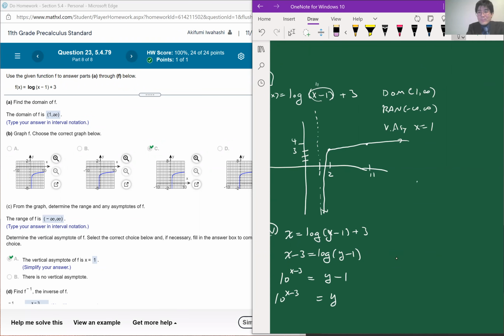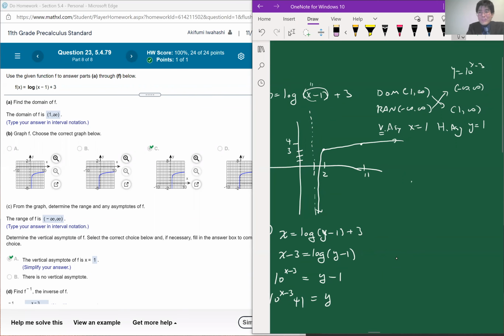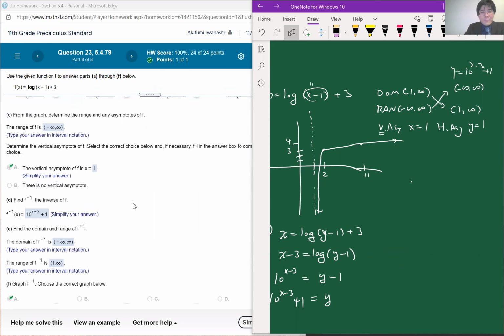So the inverse function, y is equal to 10 to the power of x minus 3, plus 1, has the following domain. Domain is negative infinity to infinity. Range is 1 through infinity. And because you flip x and y, instead of a vertical asymptote you have a horizontal asymptote, y is equal to 1. Oh, I forgot to add 1 here. Okay, plus 1. So that should answer everything here.